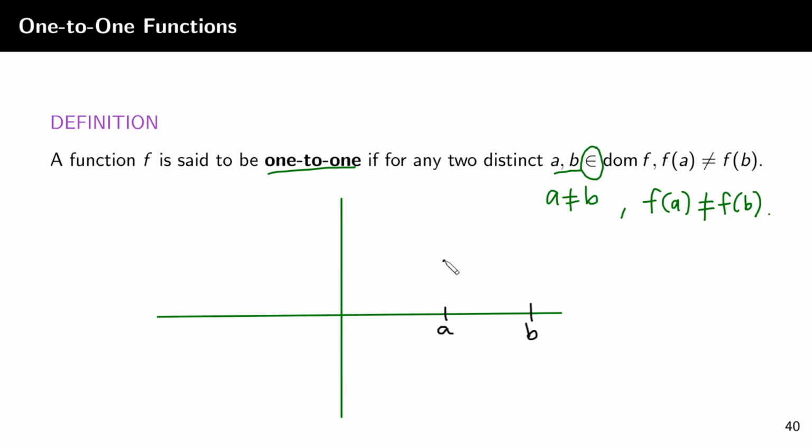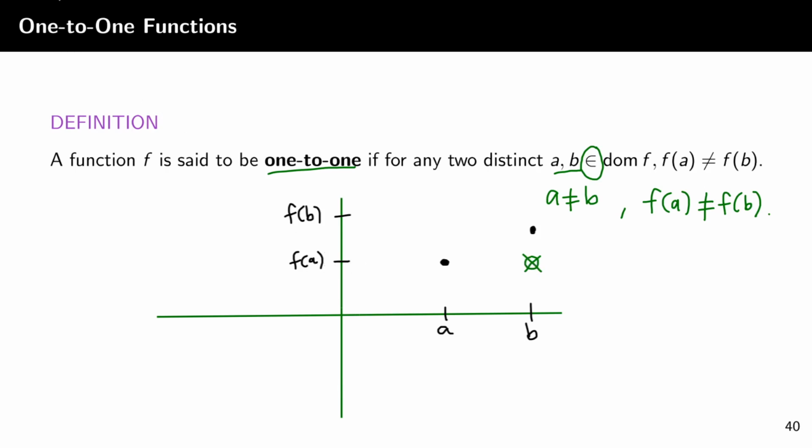So, kung ito yung f of a, kung nandito yung f of a, hindi pwedeng nandito yung f of b. So, dapat, it's somewhere else. Pwedeng dito. So, hindi pwedeng nandito. Otherwise, if f of b is also here, then it will be equal to f of a.